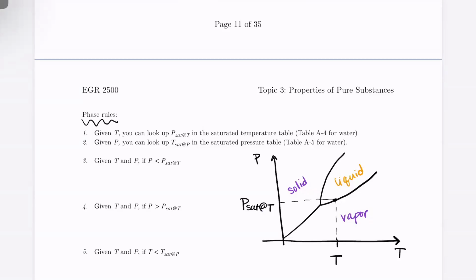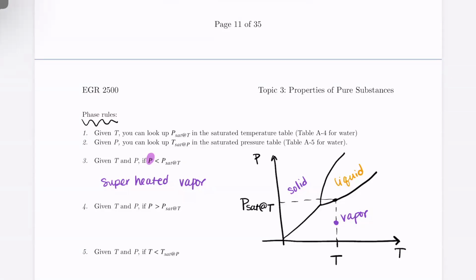All right, so if our pressure is less than P sat, what does that mean about our state? The vapor. Yeah, I'll do one even better. It's a superheated vapor. Our saturated vapor would just be on the line.